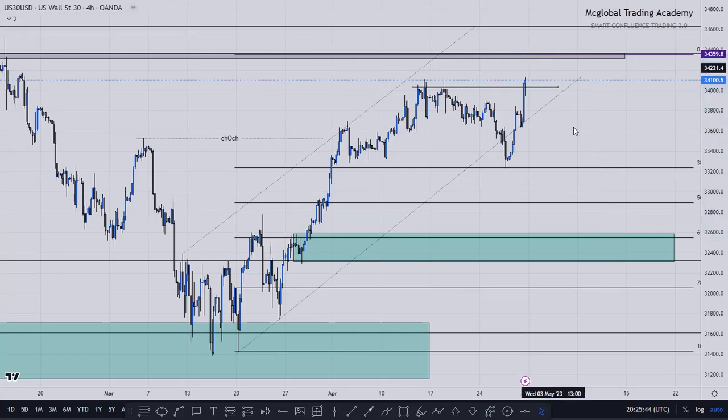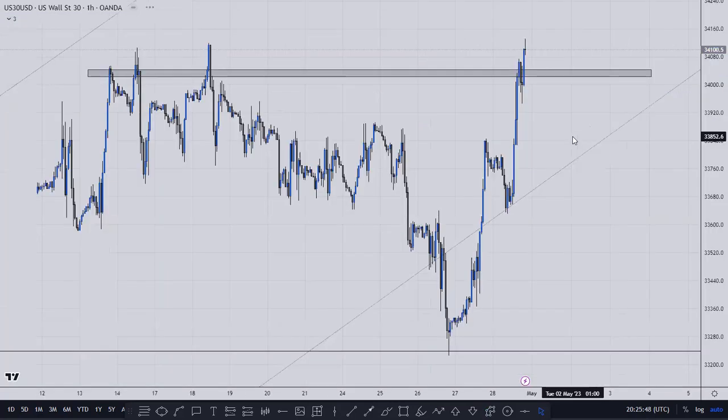So those are the two main probabilities that I'm looking at for US30.